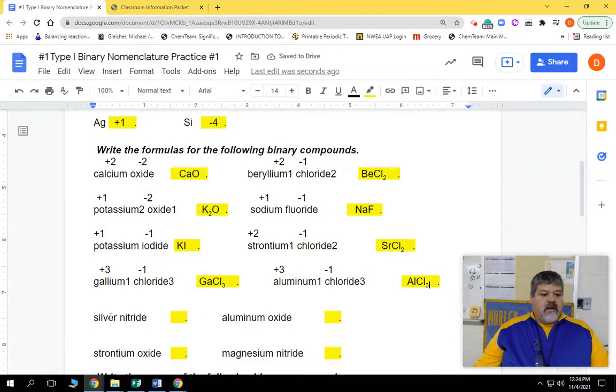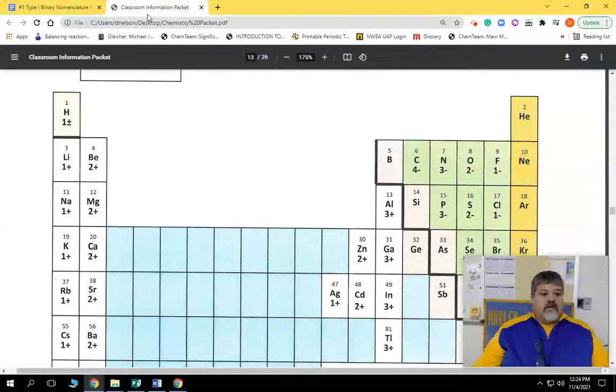Let's go to silver nitride. Now silver is one of those exceptions. You have to go to page 12, so let's see if we're at page 12.